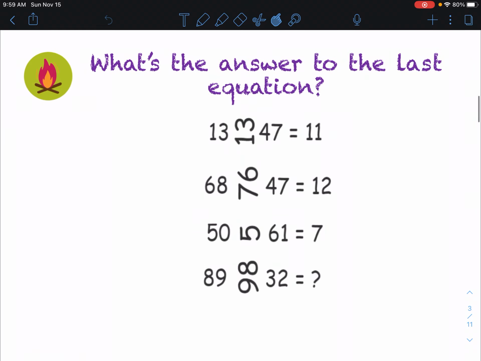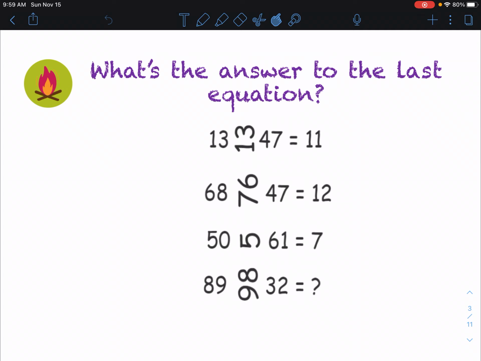Okay. To get us going today, I want you to look at these equations and see if you can figure out this math riddle. What's going on and what's the answer to that last equation? What the heck are those numbers in the middle doing? See if we can figure it out. We'll pause here.